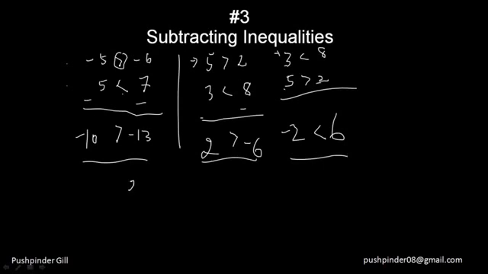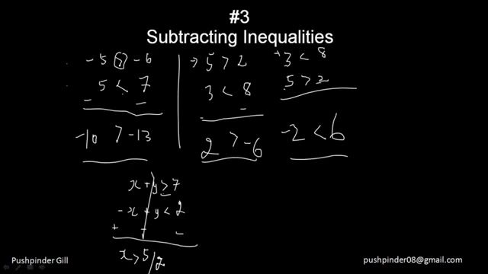So in terms of variables, if I say x plus y is greater than 7, similarly negative x plus y is less than 2. So what you can do is subtract the inequalities because the signs are different. When you're subtracting, the signs are going to change, y goes away. You can say again x is, keeping the sign of the top one, greater than 5 by 2.